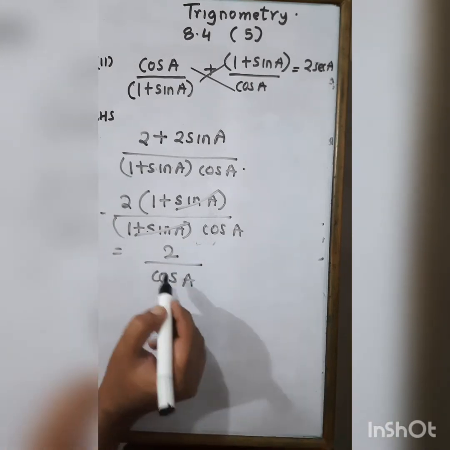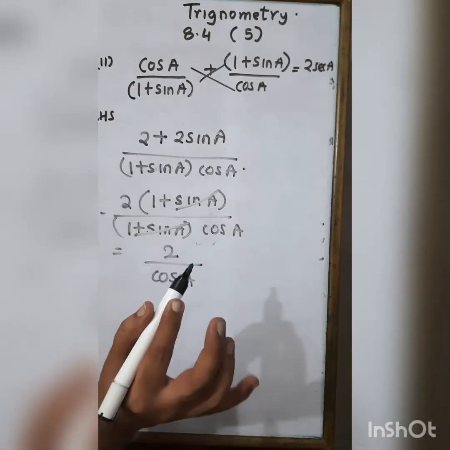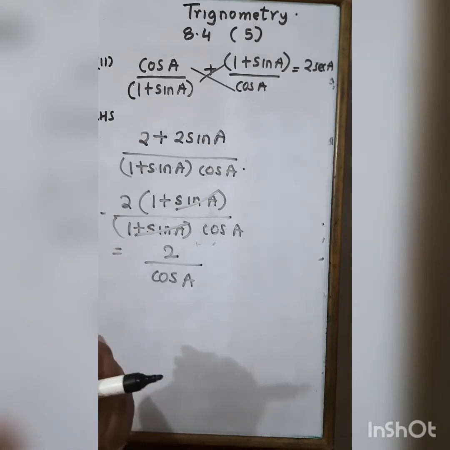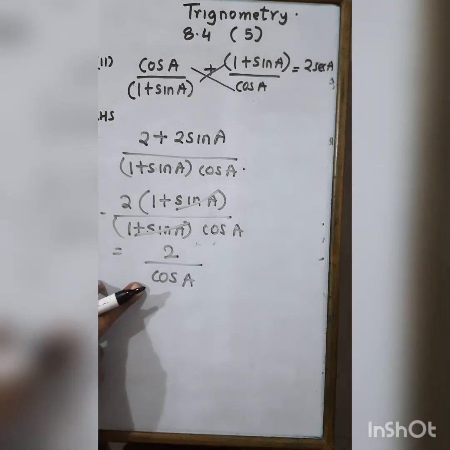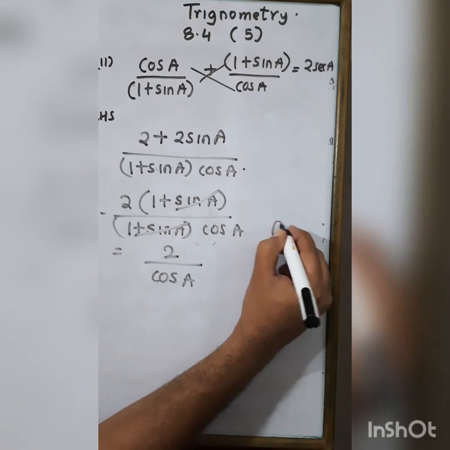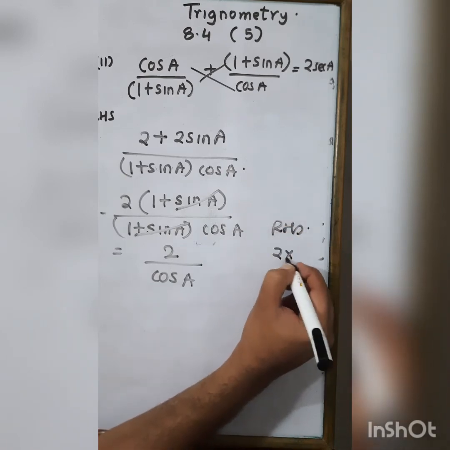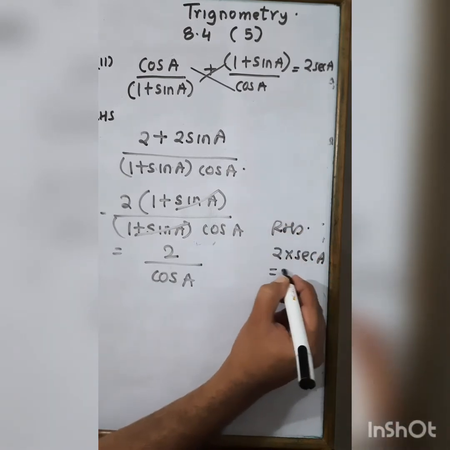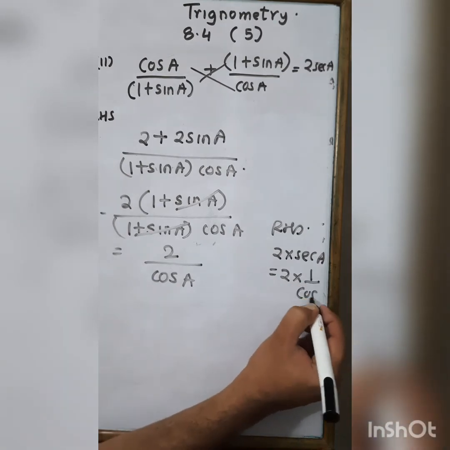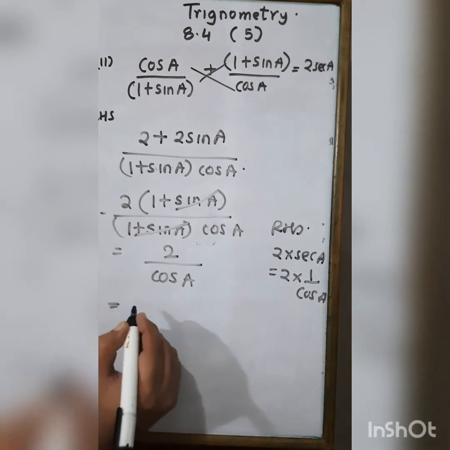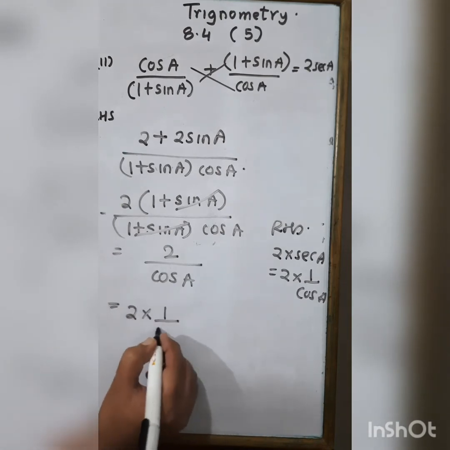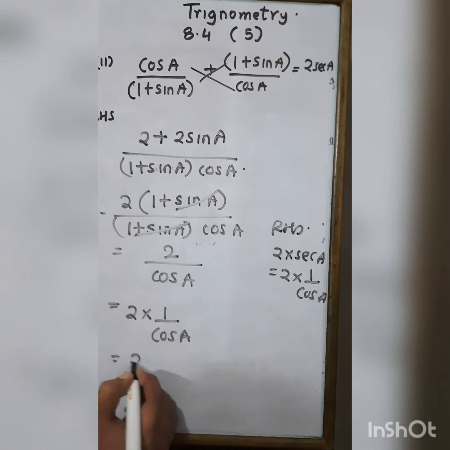If you understand 2 upon cos A, 1 upon cos A is sec A. If you don't remember this, you know the last stage of a trigonometric problem is cos A and sin A, so you cannot go further. So now you take right hand side. What is right hand side? 2 into sec A, which is equal to 2 into 1 upon cos A. And you have left hand side equal to right hand side. Or you can go further: this is equal to 2 into 1 upon cos A, and this is equal to 2 into sec A, which is equal to right hand side.